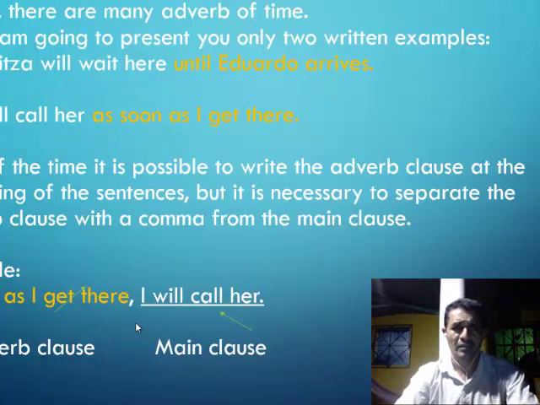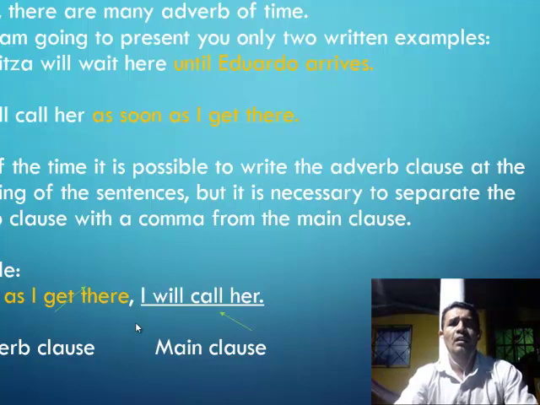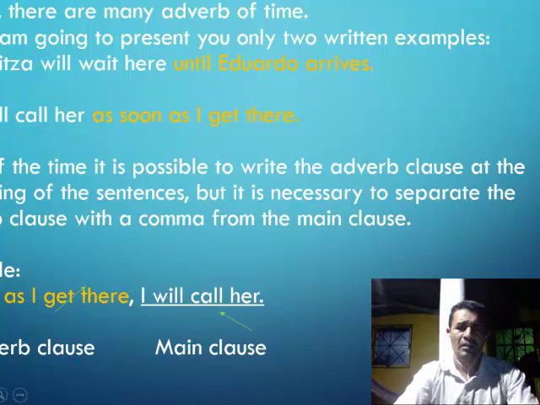Though there are many adverbs of time, here I'm going to present two written examples. Marisa, wait here until Eduardo arrives. Here the adverb clause is in another color: until Eduardo arrives. Another example is: I will call as soon as I get there. The adverb clause is as soon as I get there. It is possible to say I will call alone, but it is not possible to say as soon as I get there alone, because it doesn't make sense.